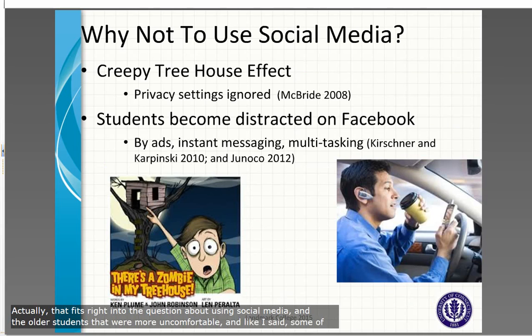But the topic of why not to use social media is very legitimate because the students are out there and they're carrying on their personal lives there. They have this phenomenon called the creepy treehouse effect, where you have the adult looking in on their personal life and they themselves are not happy that adults are intruding. I mean, the instructor is intruding on their personal life. So that's a motivation for giving them information about privacy settings and for strongly encouraging them to think about that.